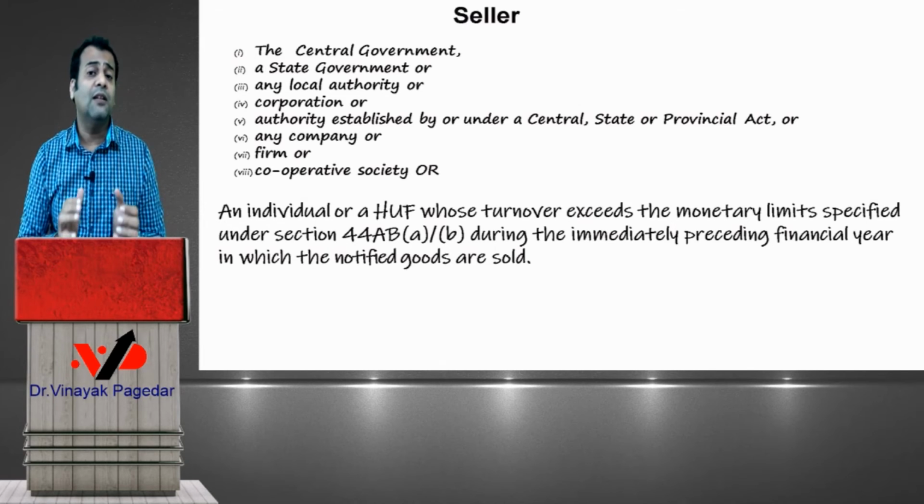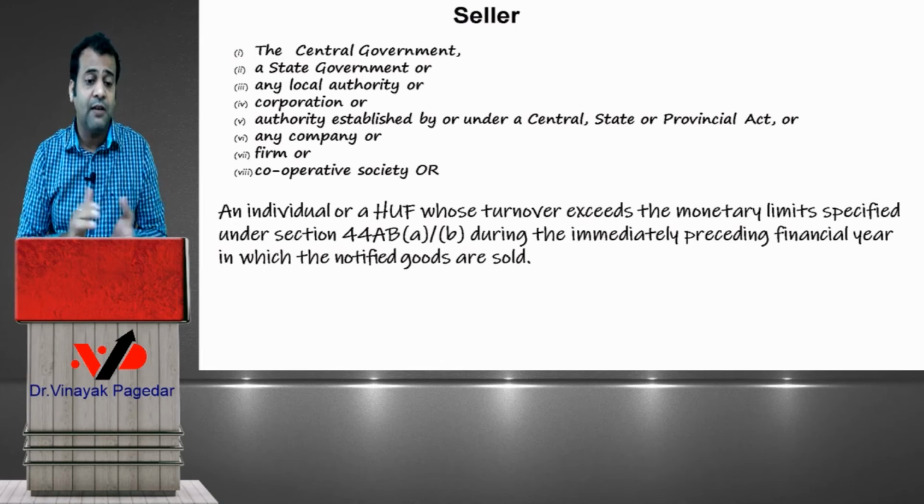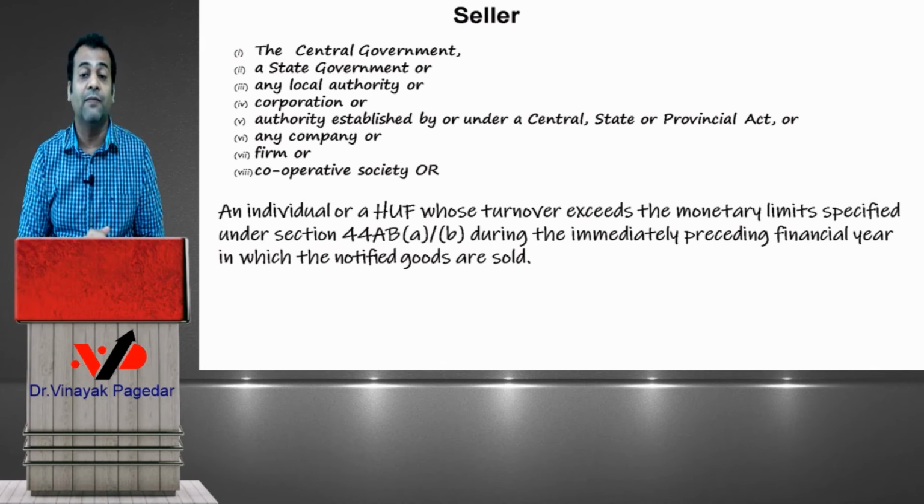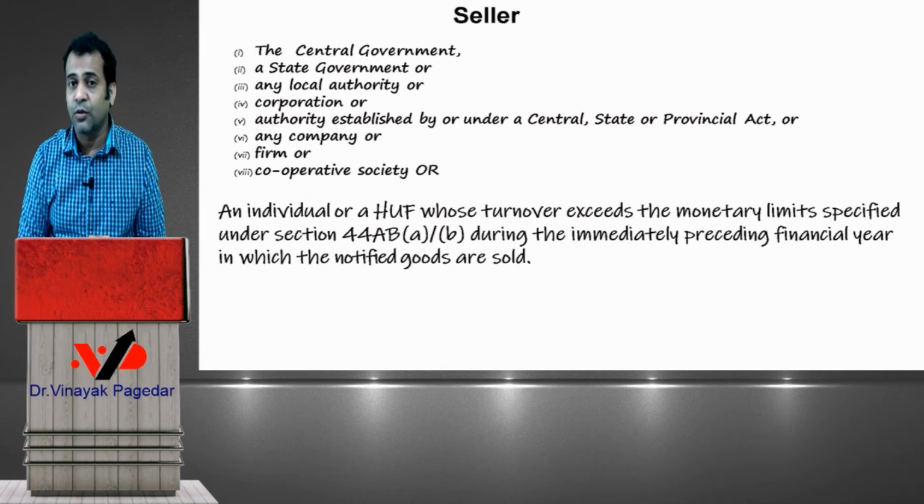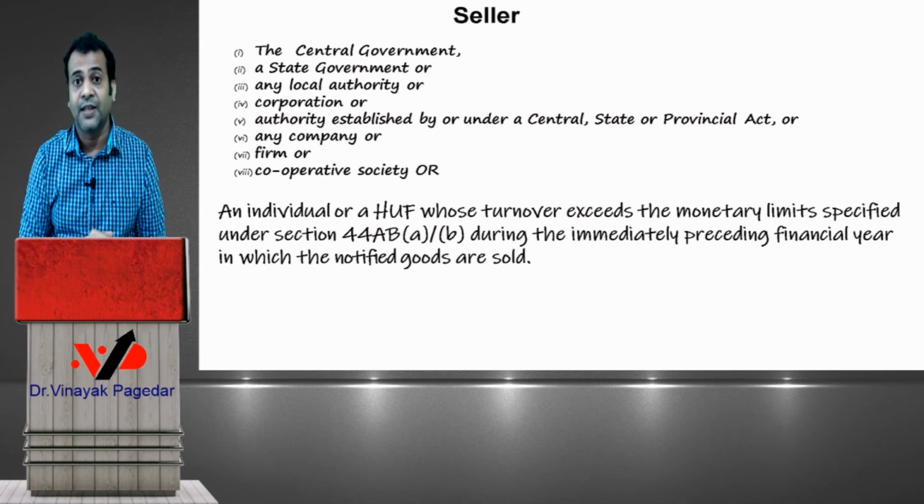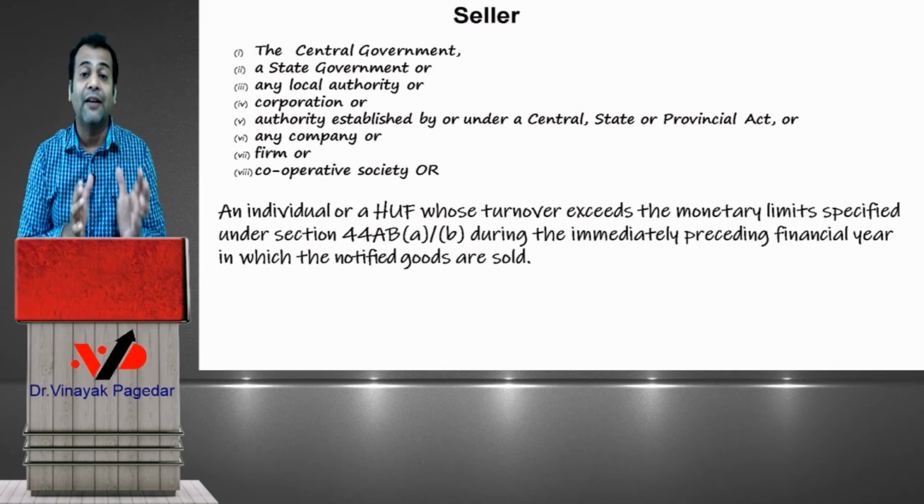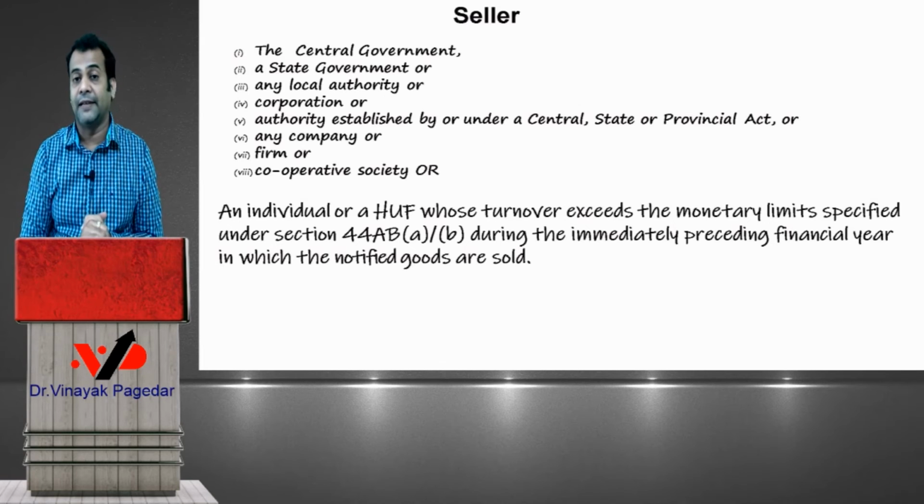The question arises, will the provisions of TCS apply to an individual and an HUF? The answer is maybe. Remember, if these individuals or HUFs have a turnover which has exceeded the monetary limits given in 44AB in the immediately preceding financial year, then in the year of purchase of such goods, they will be liable to collect TCS from their purchasers. Remember, for the provisions of TCS to be attracted, you have to fall within the definition of seller and purchaser. Then only the provisions of TCS can apply.